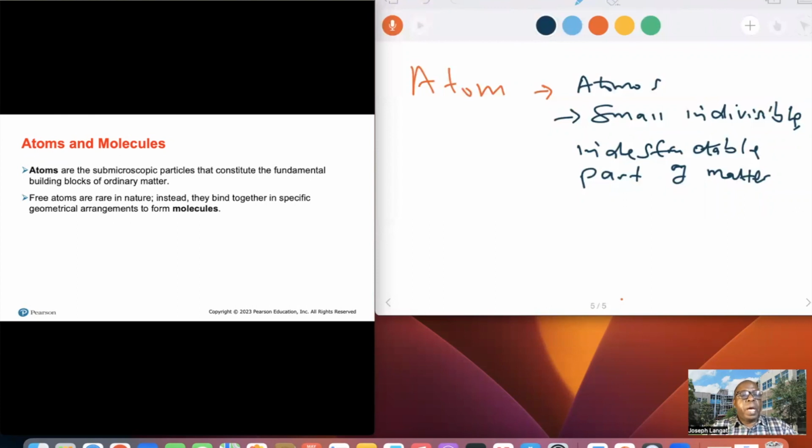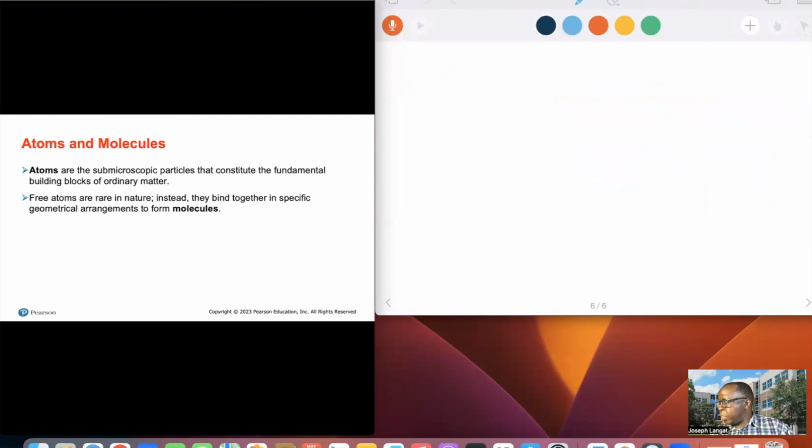Now, free atoms are rare in nature. Instead, they bind together in specific geometric arrangements to form molecules. For example, H2O, the water molecule is made up of two hydrogens and one oxygen, which are chemically bonded. We call this a molecule.